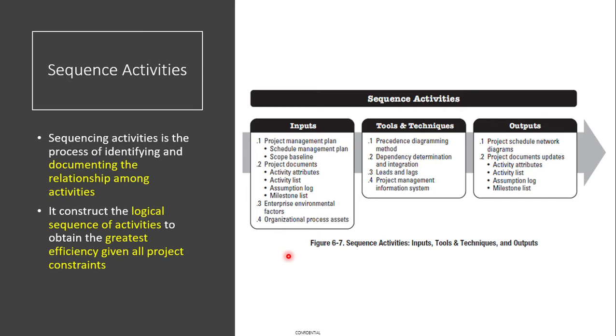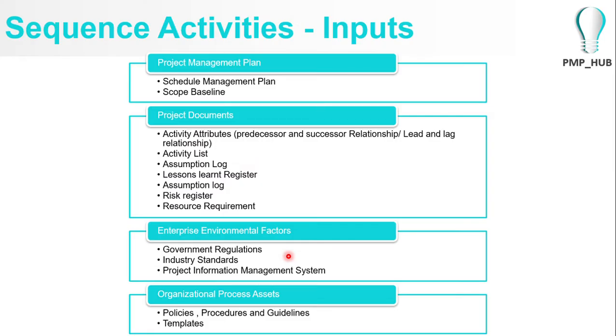So, as with all other processes, there are some inputs and tools and techniques that we could use in sequence activities, and also outputs of this process. One of the main inputs would be, as usual, the scope baseline, which will give you the scope statement, the WBS and the WBS dictionary, and also the project activity list that we just completed in the previous process, and the activity attributes.